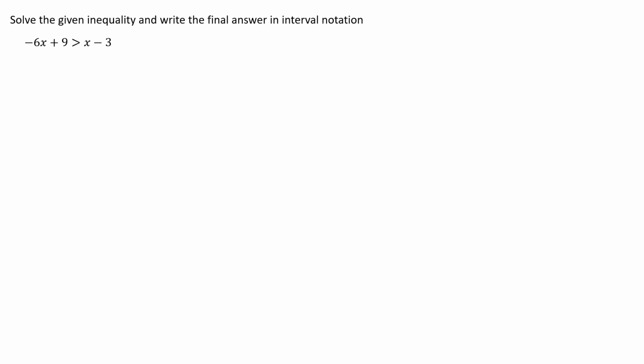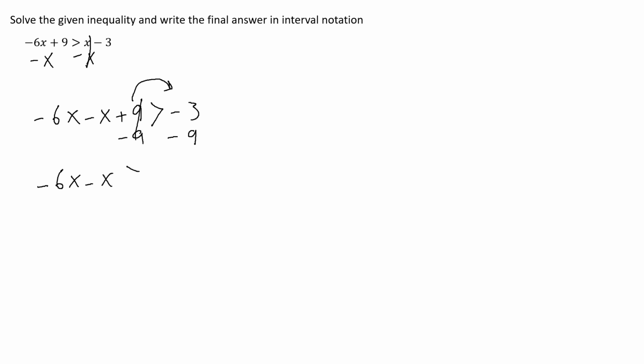So we can start by moving this x by doing negative x on both sides of the equation. So x and negative x cancel. Now we have negative 6x minus x plus 9 is larger than negative 3. So we would move the 9 to the other side of the equation by doing minus 9 to both sides. These two cancel. Negative 3 minus 9 gives us negative 12. So we would have negative 6x minus x is larger than negative 12.